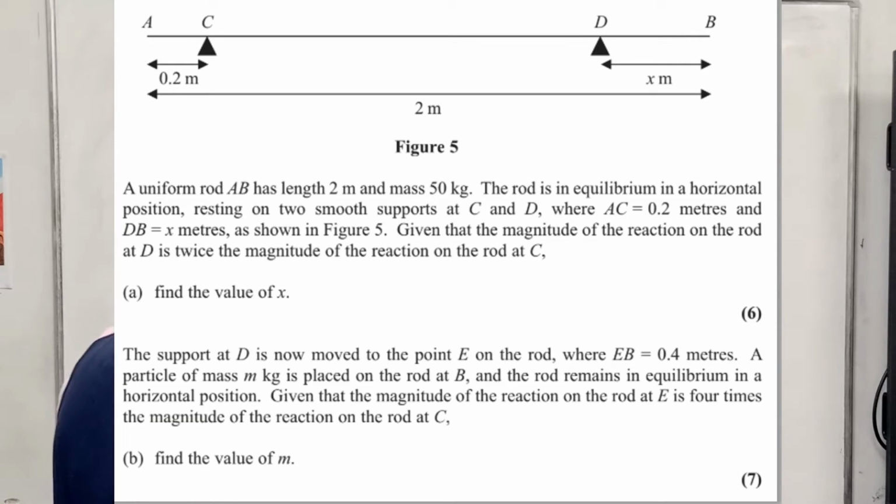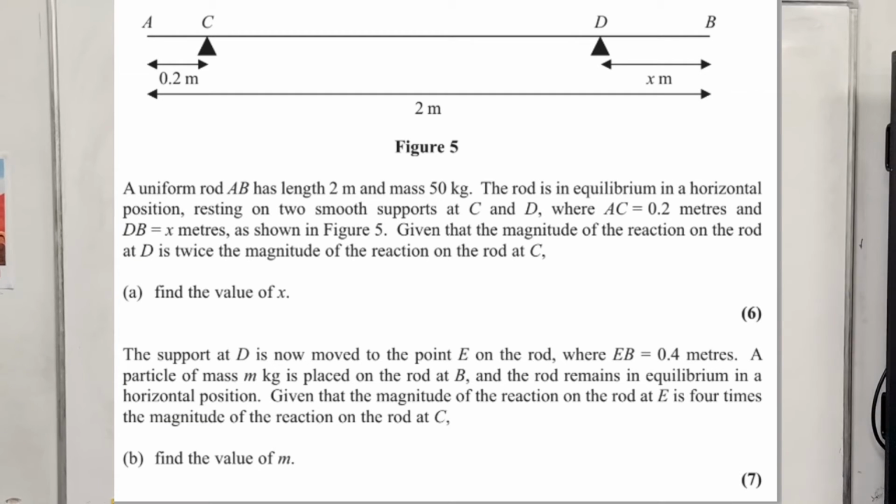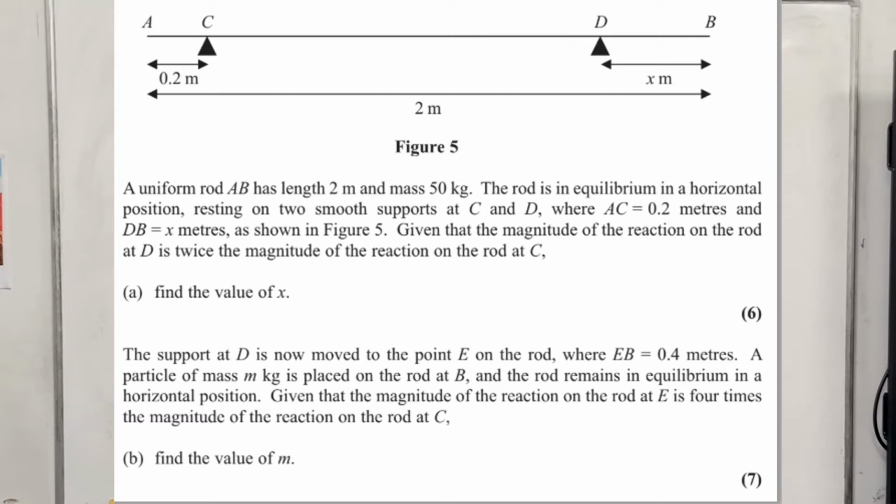So we have a uniform rod, length 2 meters and mass 50 kilograms. The rod is in equilibrium in a horizontal position. It's resting on 2 smooth supports at C and D, where A to C is equal to 0.2 meters and D to B is x meters. Given that the magnitude of the reaction on the rod at D is twice the magnitude of the reaction on the rod at C, find the value of x. And there's a second part to this which we'll look at once we've solved the first part.